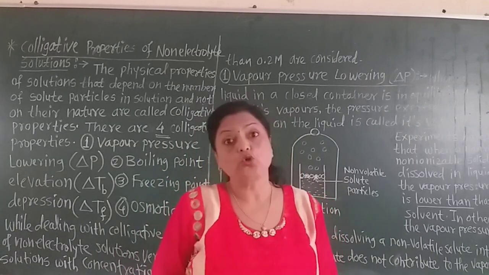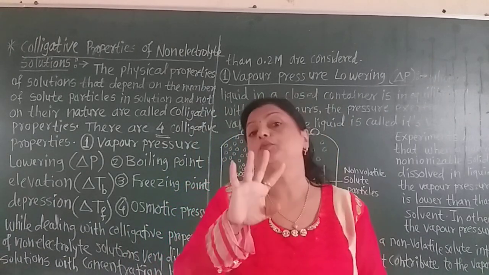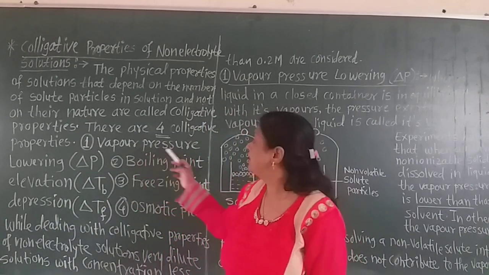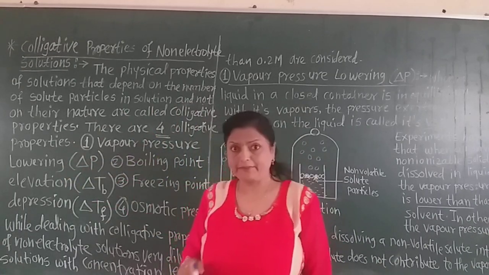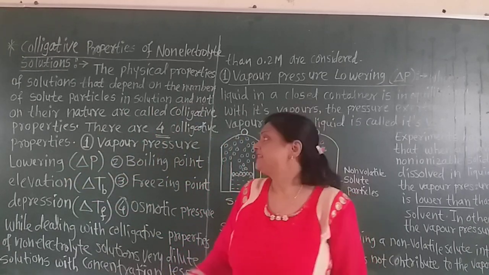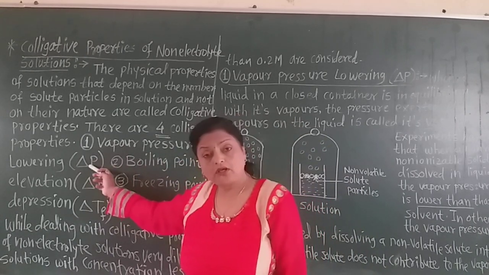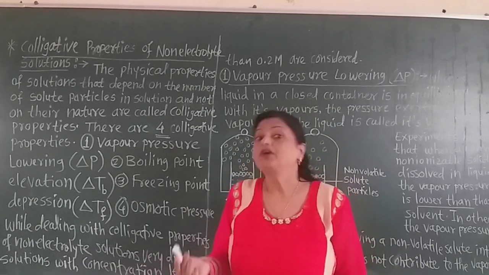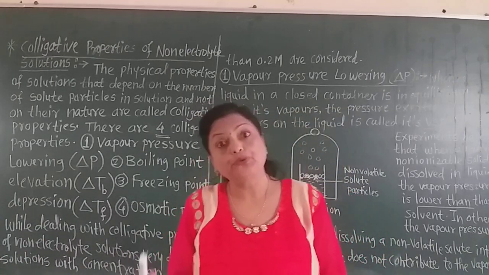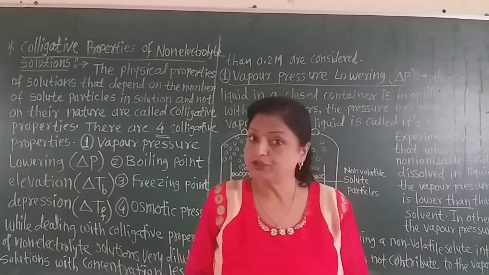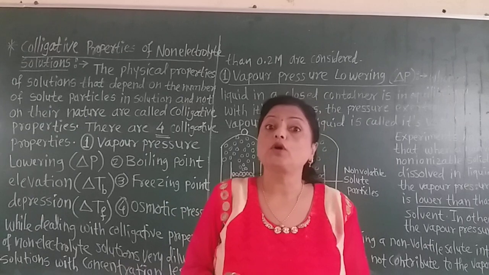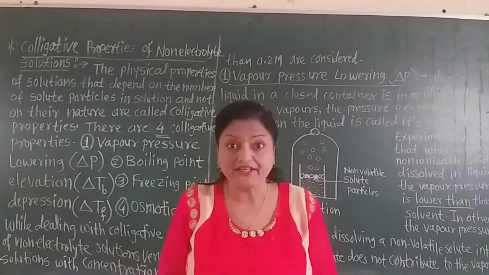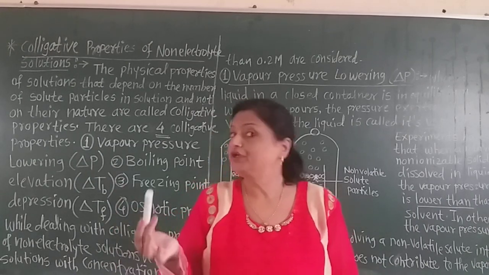Now we have to study four colligative properties. The first one is vapor pressure lowering. Lowering means decreasing. What is the meaning of vapor pressure lowering? The vapor pressure of the solution is lower. When? When we add the solute into the solvent and the solution is formed, the vapor pressure of the solution is lower than the vapor pressure of the solvent.